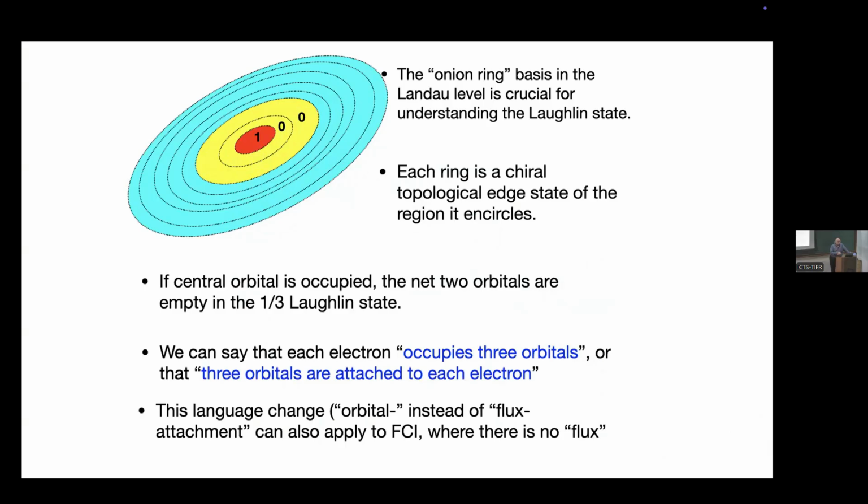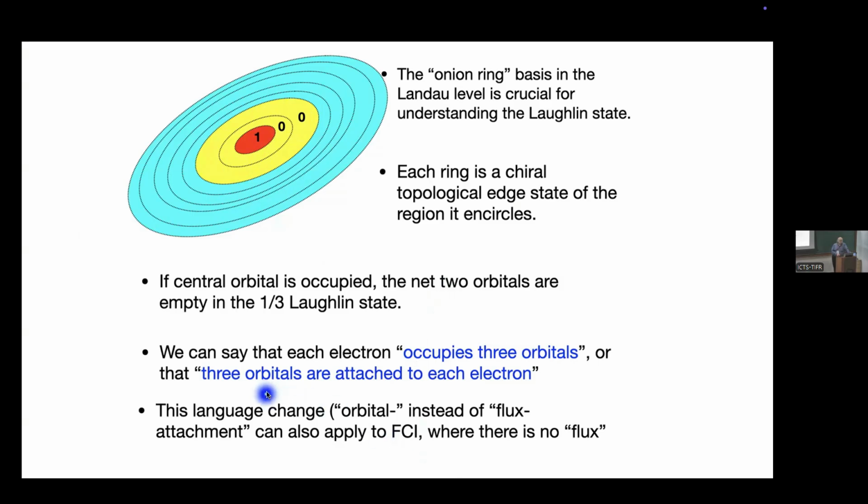And each of these orbitals, in this chiral onion ring basis, is an edge state of the region it encircles. Okay, and that will be true. There's an analogous onion ring basis in Chern insulators, but not in topologically trivial Bloch bands. So what you see here is that rather than saying this electron has a vortex attached, I'm going to say this electron is occupying 3 orbitals, or attached to 3 orbitals. That's a much simpler way, and that's a language which translates immediately to the fractional Chern insulators.